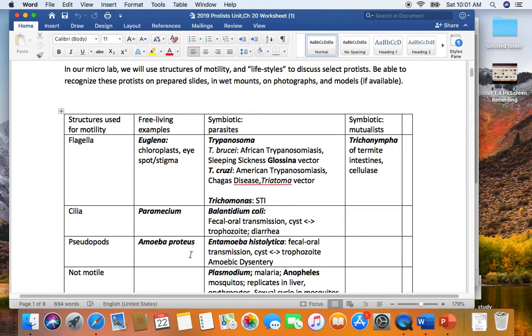And I thought I would do this according to their lifestyle. So where they live, how people get infected. So we're first going to start with intestinal pathogens. And we'll look at one amoeba, Entamoeba histolytica, that causes amoebic dysentery.